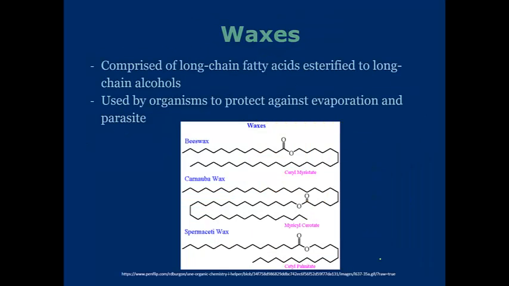Waxes are comprised of long-chain fatty acids that are esterified to long-chain alcohols. They're used by organisms to protect against evaporation and parasites. This is largely because waxes are incredibly hydrophobic, meaning that they often don't let water through, which allows it to prevent moisture loss. At the bottom are some examples of waxes. Waxes are used in a lot of products, for example, things such as lip balm. Why do we use things like waxes for these kind of purposes? Well, obviously to retain moisture.